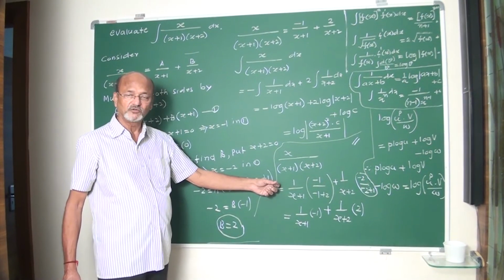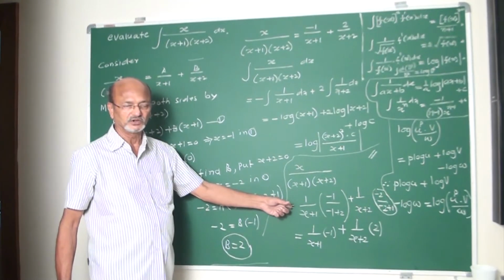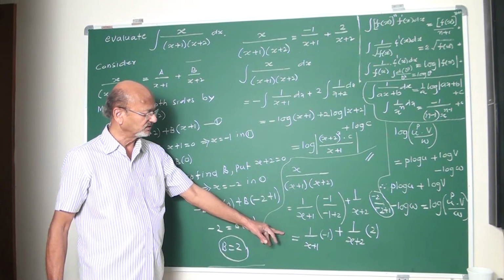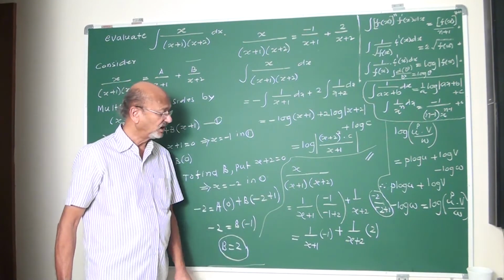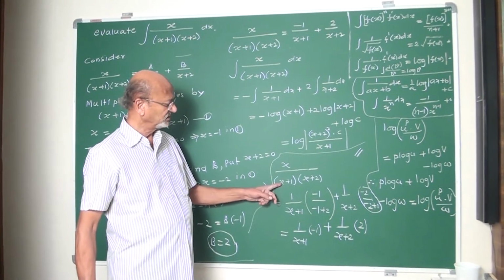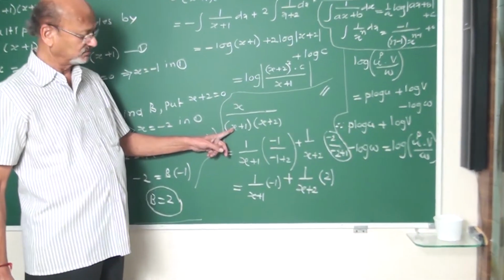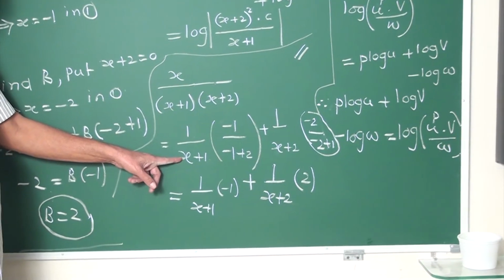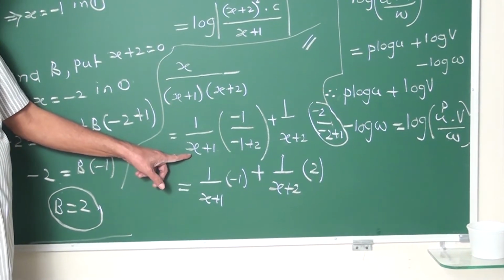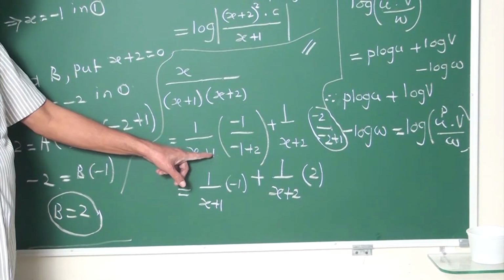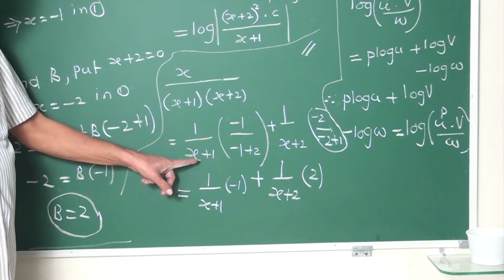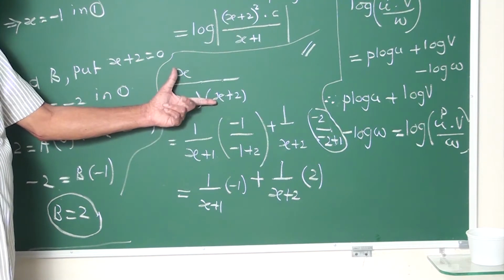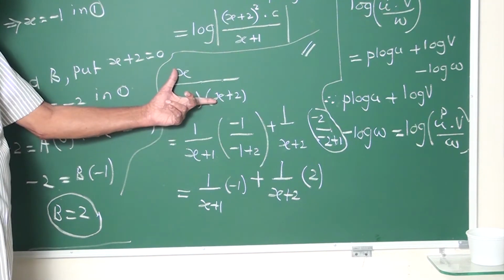Yes, my friends, this oral method is allowed even in the examination. Without hesitation, we can do this method. I will explain once again how. This is your given proper fraction. To resolve it, write first 1 upon the first factor. Find the value of x by equating this to 0. By putting this equal to 0, what is the value of x? Minus 1.